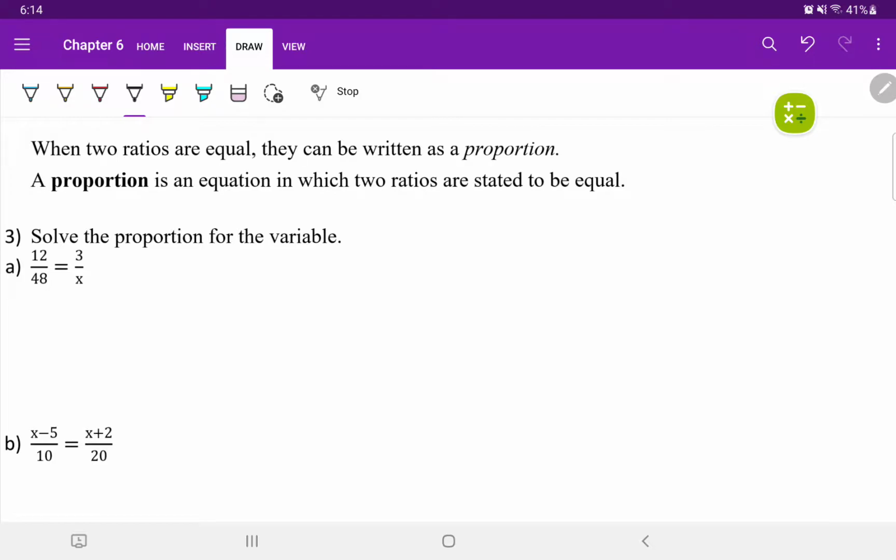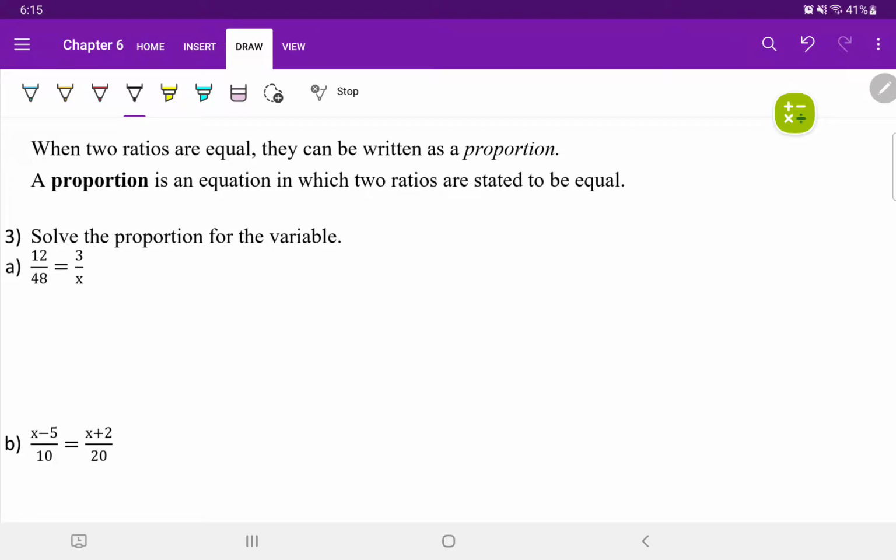To find a missing value or to solve for a variable when it comes to proportions, we want to implement what is called cross multiplication, which means we multiply the numerator of the first fraction with the denominator of the second fraction, set it equal to multiplying the numerator for the second fraction with the denominator of the first fraction. And then we can apply the applications of linear equations, well, at least the algebraic part, to solve for the variable.